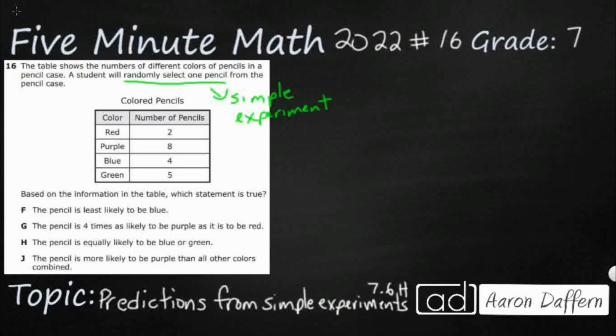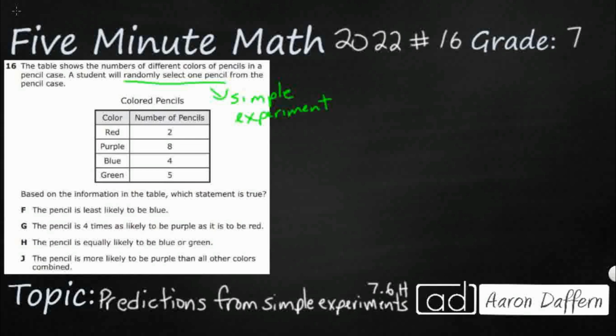A compound experiment might say the student is going to randomly select two pencils, or is going to select one pencil, put it back, and then select another pencil. That's because there are two different events. A simple experiment is just one event. We're just going to pull one pencil. So based on this information, we've got red with 2, purple with 8, blue with 4, green with 5.